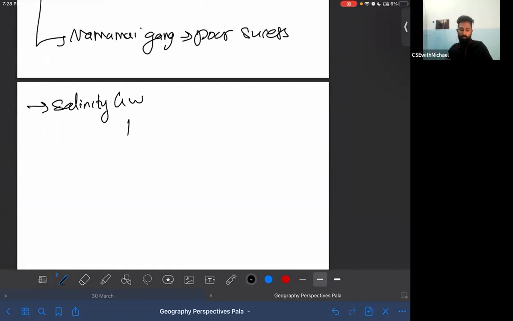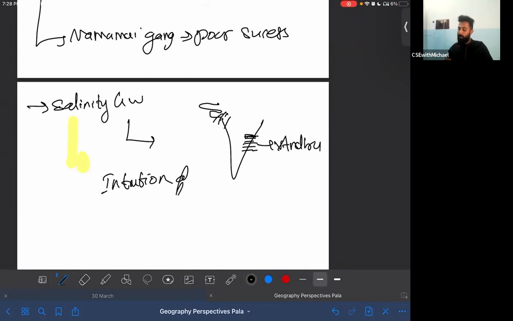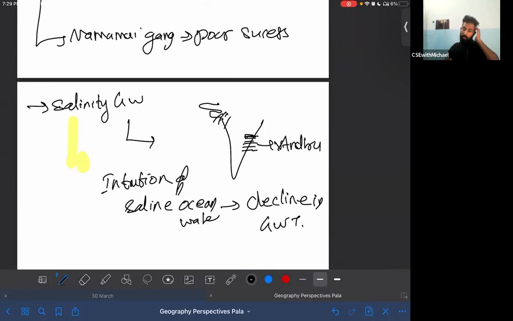Salinity of groundwater. If you are looking beyond the surface water, especially in the coastal areas, in the Gujarat basin, especially in the Andhra basin, you will see salinity of groundwater is increasing because of intrusion of saline ocean water, and that is happening because of decline in the groundwater table. Decline in groundwater table will lead to what? Water from the sea entering into the groundwater. That is again an issue.